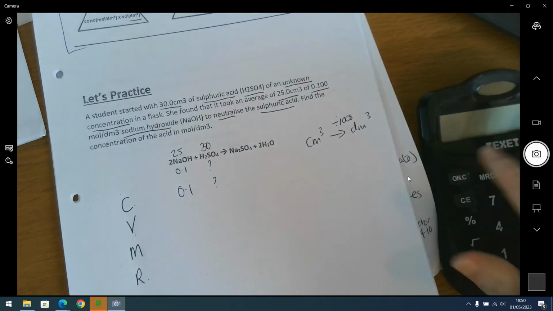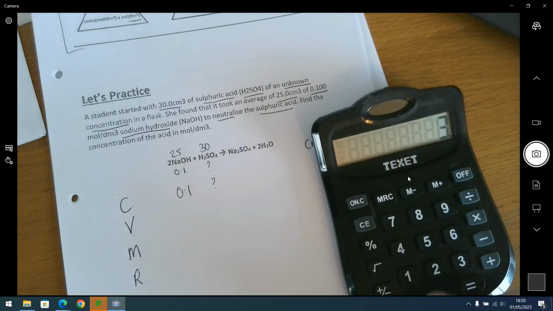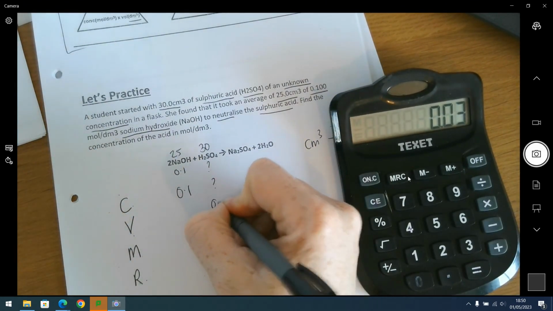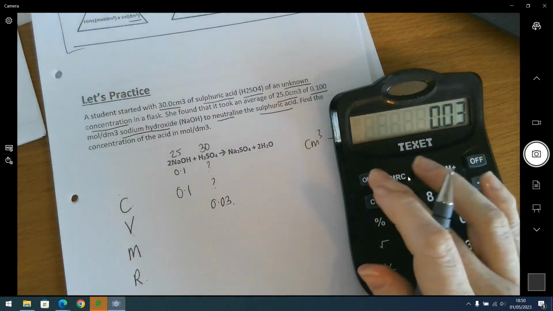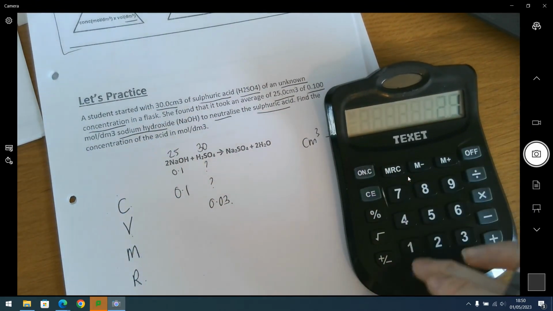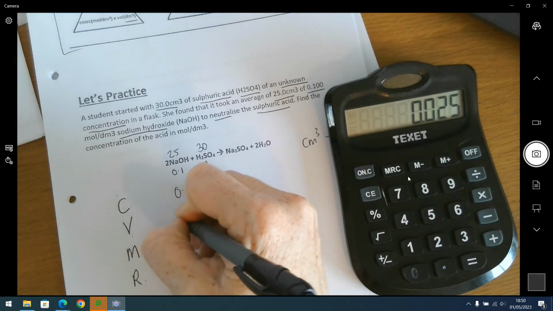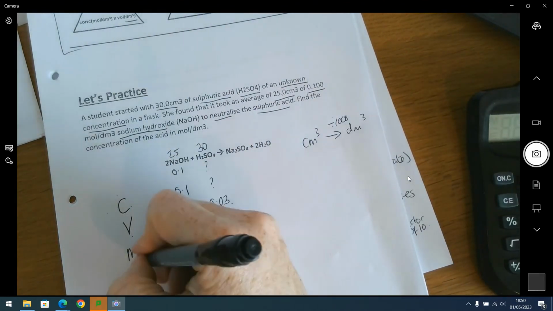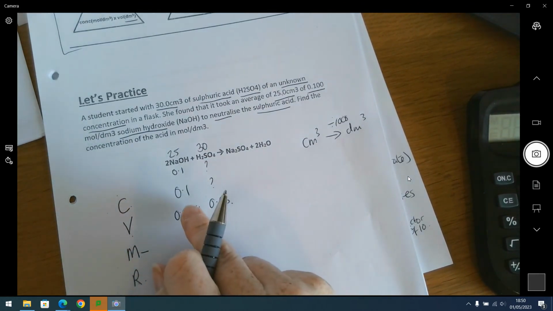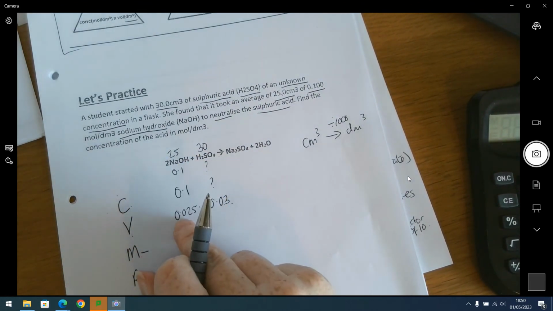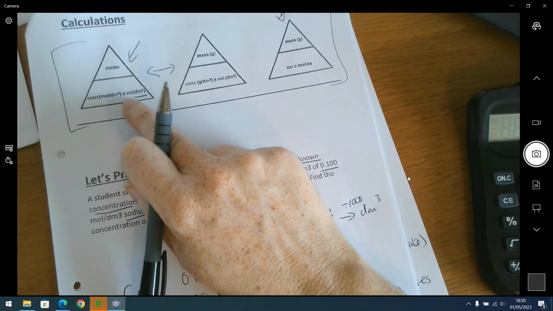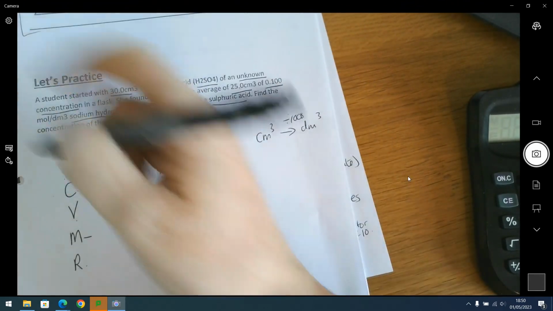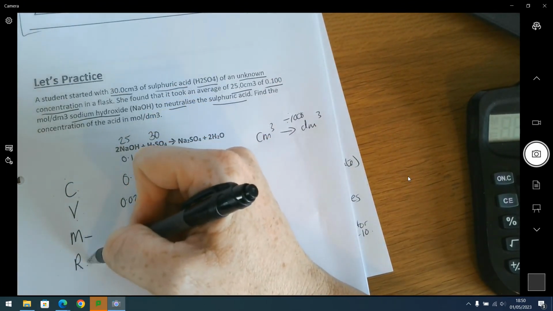So in this case, I'm going to get my calculator. I'm going to do 30 divided by 1000 for my sulfuric acid. It has a volume of 0.03. And 25 divided by 1000 gives me a volume of 0.025. So I can now work out the moles for the sodium hydroxide because I've got a volume. So look at my calculation. Volume times concentration gives me the moles. So cats are verbally abusive to mice and rats.